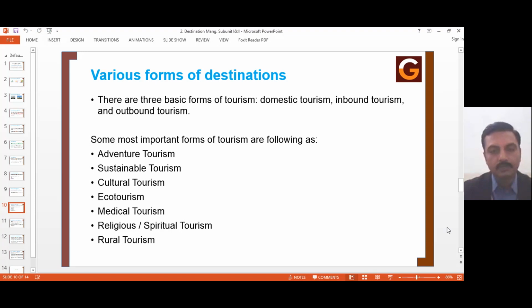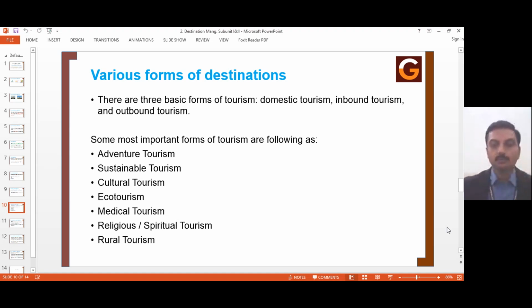We call it first domestic tourism, when local people or the citizens of India are traveling inside the country, like somebody is traveling from Delhi to Bangalore, Delhi to Karnataka. Somebody is traveling from Karnataka to Tamil Nadu. So they are traveling interstate. That is called domestic tourism.